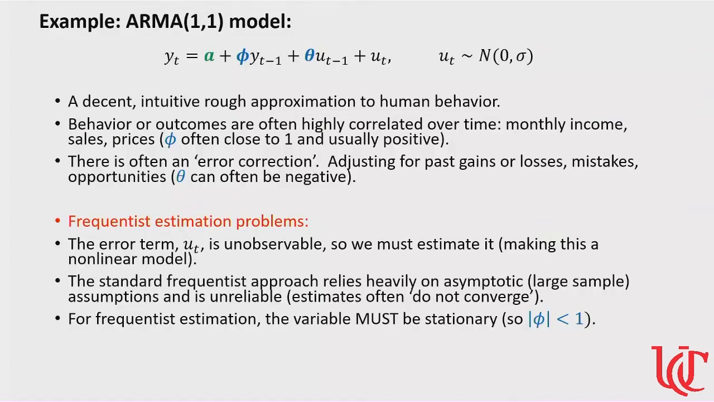So here's a somewhat more complicated example, and that's an ARIMA model. This one causes more problems for the frequentist approach. It's a decent, intuitive approximation of human behavior. You do whatever you did last month, your income's whatever it was last month, you buy the same things at the grocery store, plus the error correction term, the same thing that shows up in error correction models and vector error correction models when you talk about co-integration. Just the idea that you look at your past mistakes or opportunities, if you like.